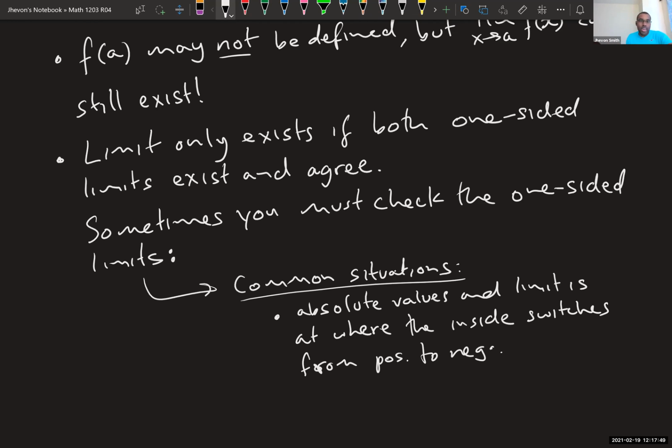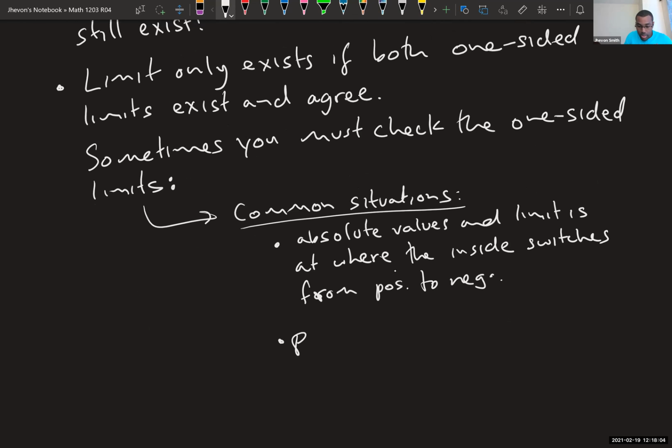So if you have an absolute value of x and you're taking a limit as x approaches 0, then it means on the right side, your x is x, while on the left side, your x is negative x. So it's going to totally change the function that you're looking at. You need to make sure you're looking at one side at a time. Obviously, piecewise functions.